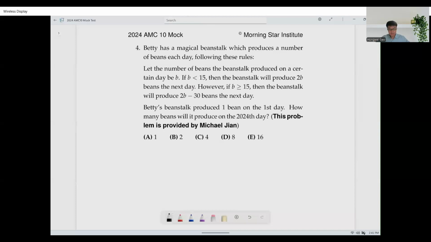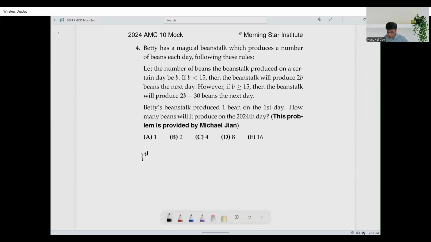Question 4. Here is a magical beanstalk, which produces a number of beans each day. Let B be the number of beans produced on a certain day. If B is less than 15, on the next day, it will produce 2B beans. If B is at least 15, on the next day, it will produce 2B minus 30 beans. So following this pattern, if on the first day it produces 1 bean, how many beans will it produce on the 2024th day? So let's find the pattern of these numbers.